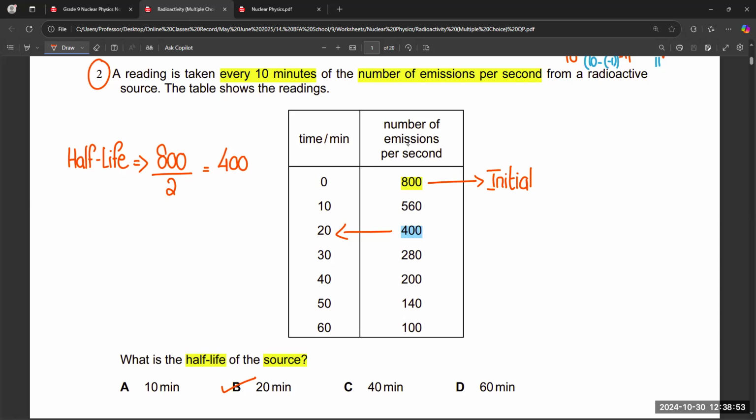So that's why we just perform one half-life and we get a value of 400, and we identify from the table what is the time for the number of emissions 400. So that is 20. So 20 is the answer.